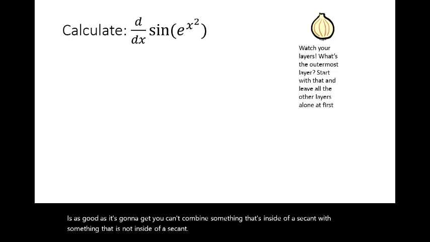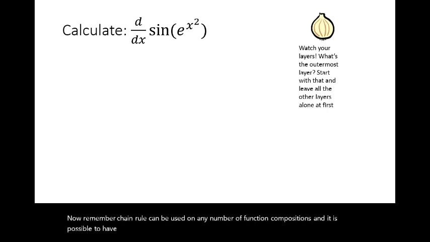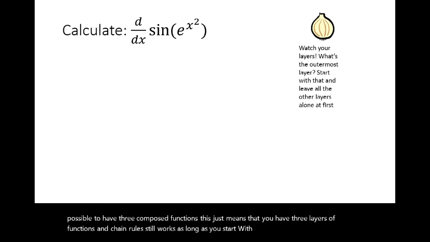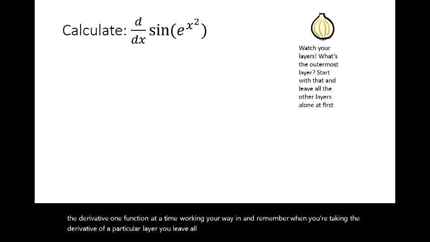Now remember, chain rule can be used on any number of function compositions, and it is possible to have 3 composed functions. This just means that you have 3 layers of functions. And chain rule still works as long as you start with the outermost layer and you take the derivative one function at a time, working your way in. And remember, when you're taking the derivative of a particular layer, you leave all of the inside functions completely alone.